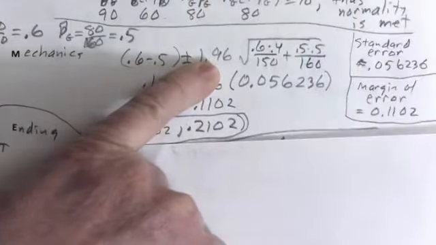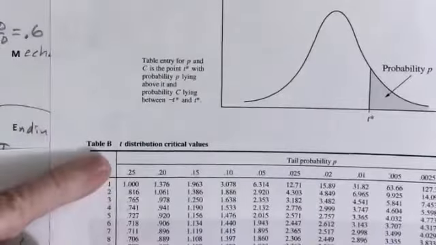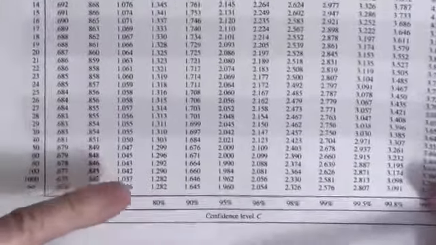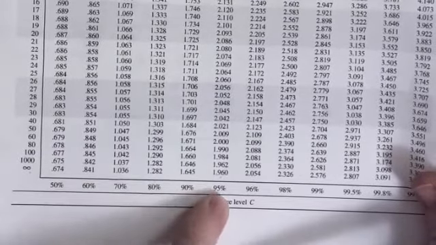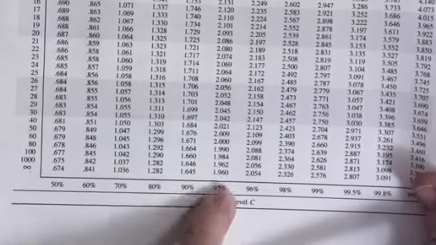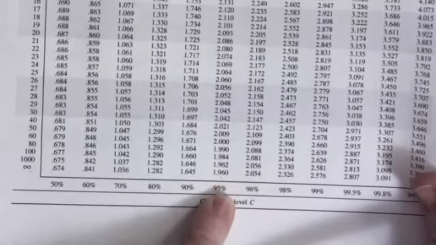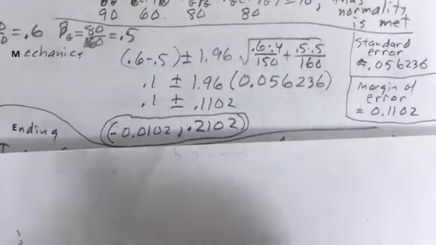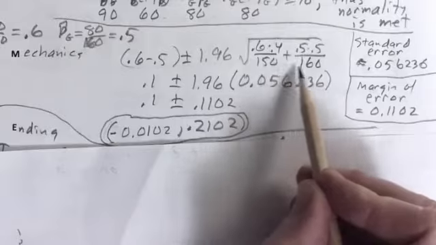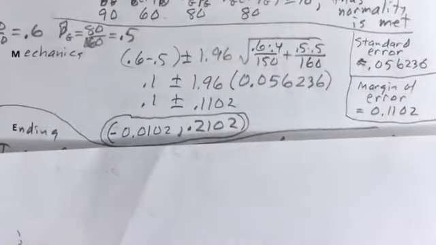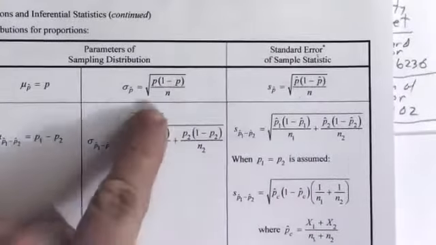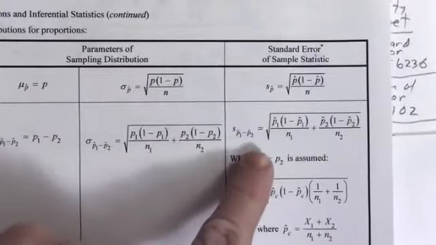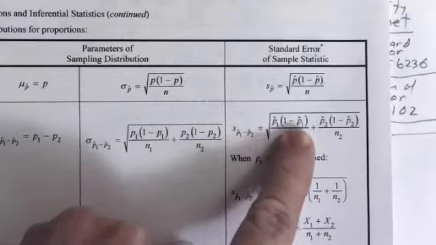Let me remind you where to find that. When you go to table B, it'll tell you your z star by going to the bottom of the table. We were told in the problem to create a 95% confidence interval, and the z star is the number right above it. There you go, 95%. That's certainly the quickest way to find your z star. And then there's your standard error. The way you find the formula for that is you go to page 2 of your formula sheet, and for proportions, there is the difference for proportions.